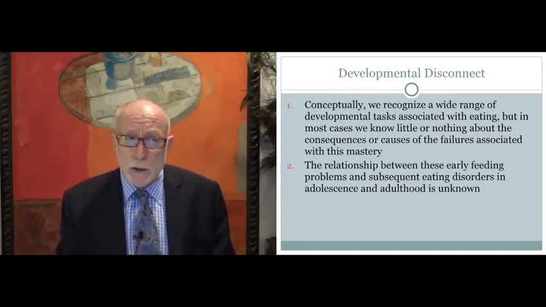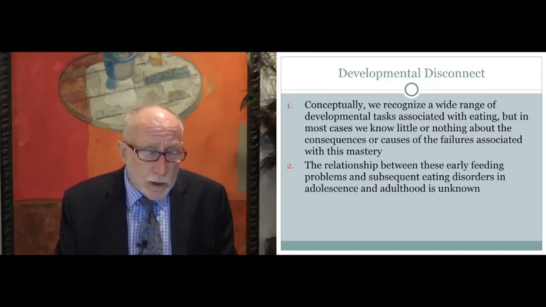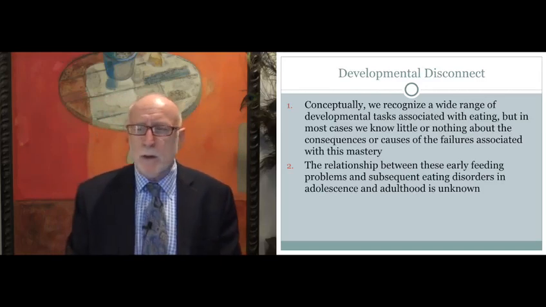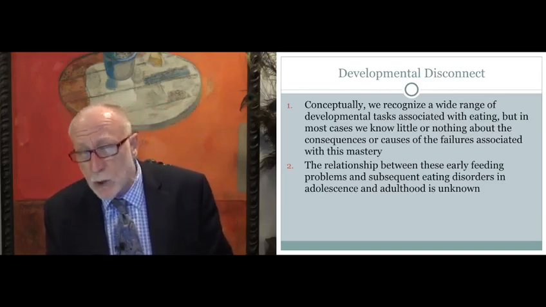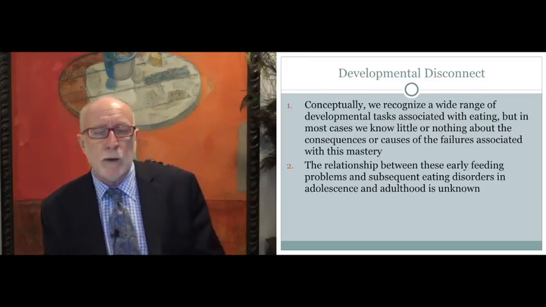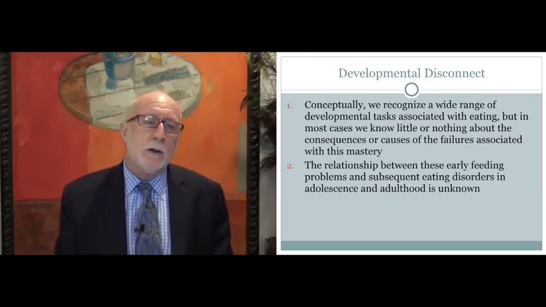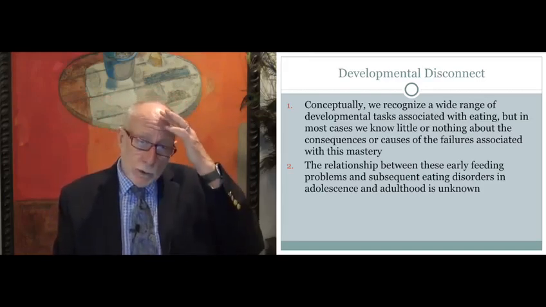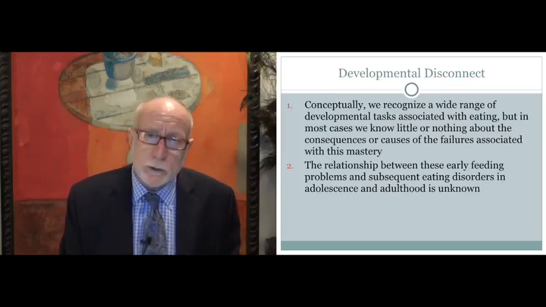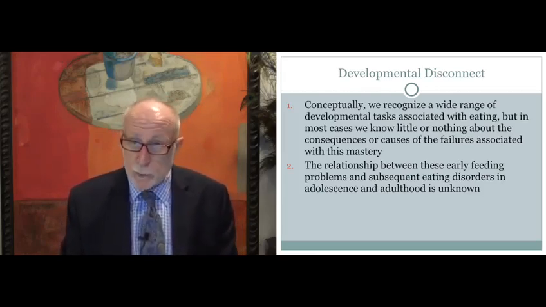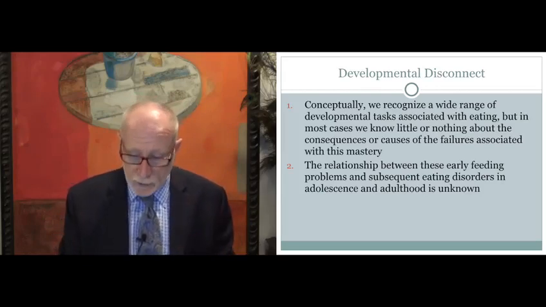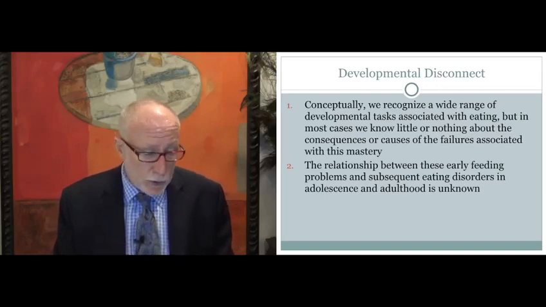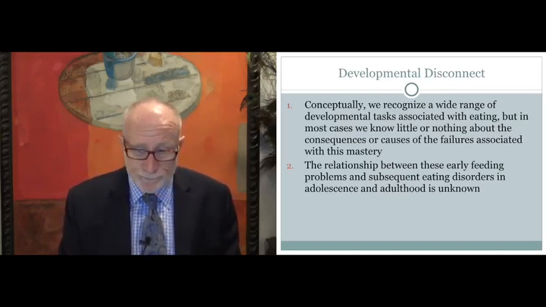Many people who specialized in the feeding disorders of infancy knew frighteningly little about the eating disorders of adolescence and adulthood. And many people who would work with anorexic or bulimic individuals knew very little about pica, ruminative disorder, or avoidant restrictive food intake disorder, because they didn't deal with infants. They didn't deal with children. They dealt largely with anorexia and bulimia. So we're just learning to connect the dots between these previously disconnected areas. The relationship between early feeding problems and subsequent eating disorders in adolescence and adulthood remains largely unknown.